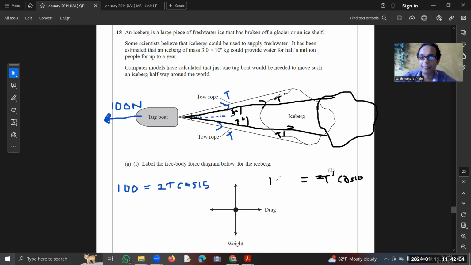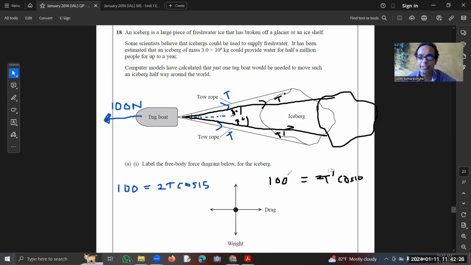It's 100. So can you see in this situation, the forward force acting on the iceberg did not change by changing the angle. All the other sums, that's correct. These are rare sums. Only every 7, 8 years this will appear.